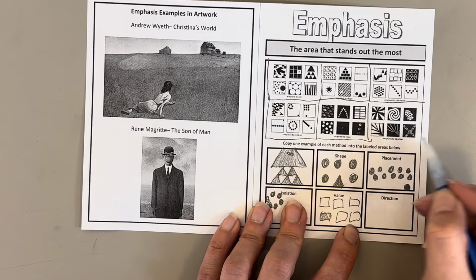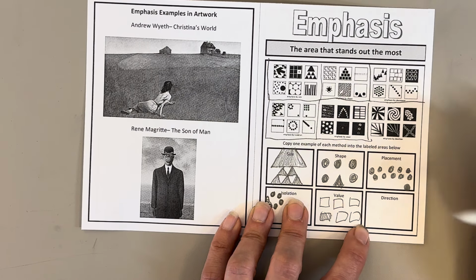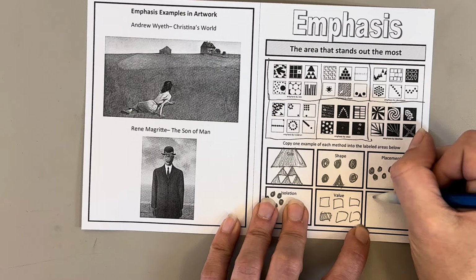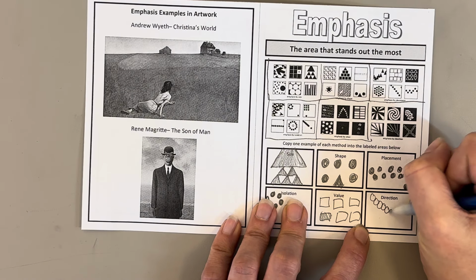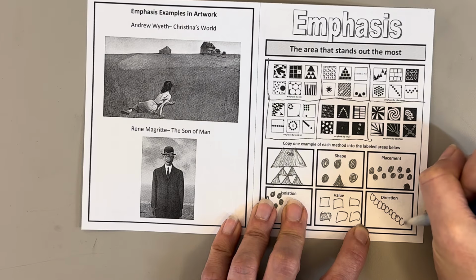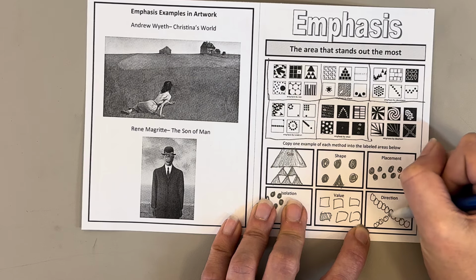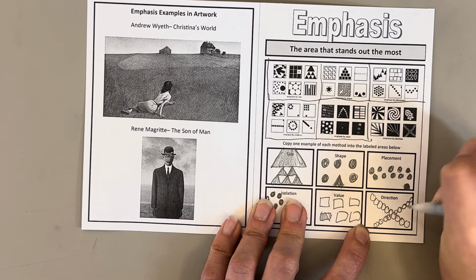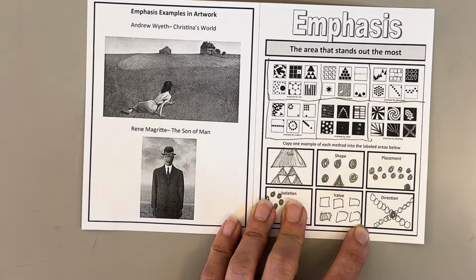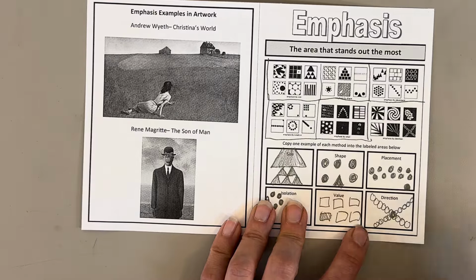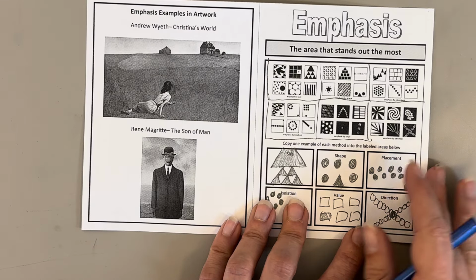Then we've got direction, and you can use your direction to help you create emphasis. So if we've got all of these circles leading right across here and then right across here, the direction helps us show that the emphasis is right in the center here. All right, thank you so much for watching.